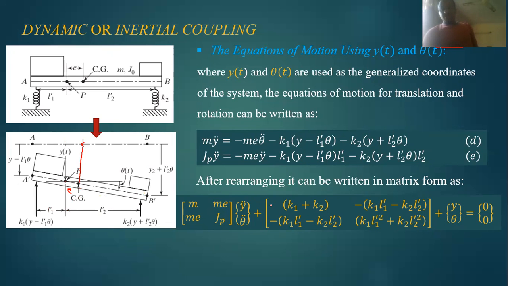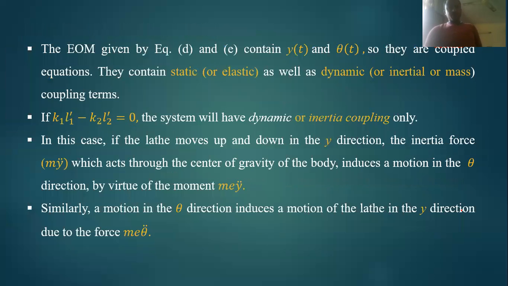So this is the general form of the equation. The stiffness matrix times y and theta, these are the coordinates. The equation given above contains y and theta, so they are coupled equations. They contain both static coupling and dynamic coupling together.